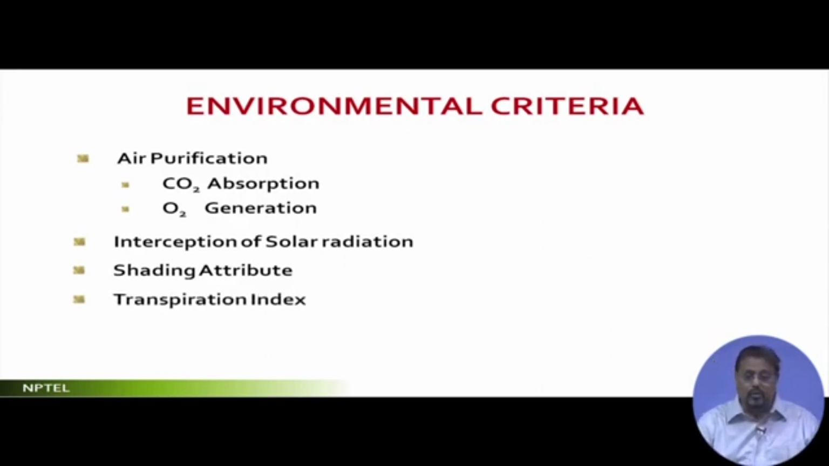Then comes the transpiration index. You are very much aware that the tree takes water through the roots from the soil below the surface, and then that water passes through the tissues and xylems and ultimately goes to the leaf, and the leaf is going to transpire. So, basically, it is a circulation of the water.